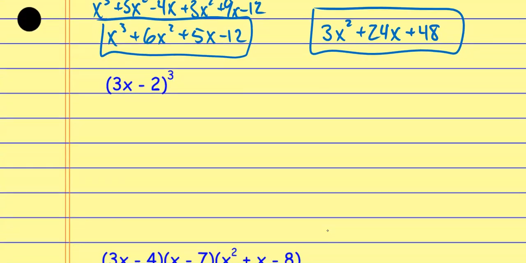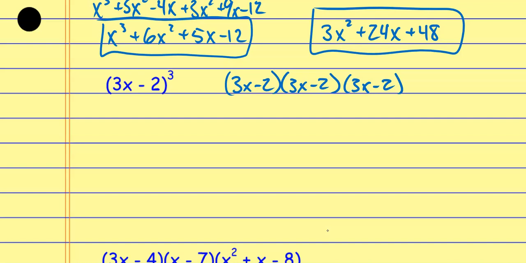If I look at something like this guy, I've got 3x minus 2 cubed this time, all right? Which means I have 3x minus 2 times 3x minus 2 times 3x minus 2. One of the most common mistakes students make on these binomials, squared or cubed or whatever, is they just raise each of those things to the third power. You can't do that. You have to multiply that thing 3 times. So I have to write it out like this, okay?